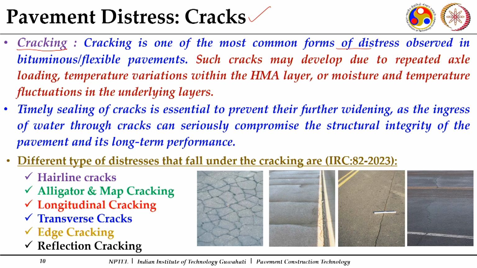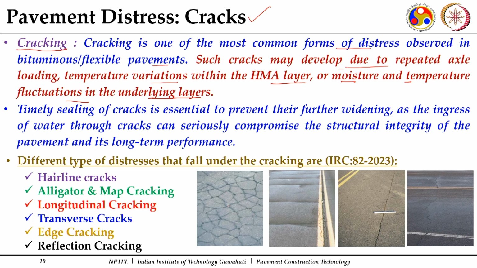The other one is permanent deformation, which is the most common form of distress that usually happens on bituminous and flexible pavement. And these cracks may develop due to repeated axial loads, temperature variations, some moisture and temperature fluctuations in the underlying layers, inadequate pavement thickness, inadequate or poor quality of construction, and poor quality of materials.